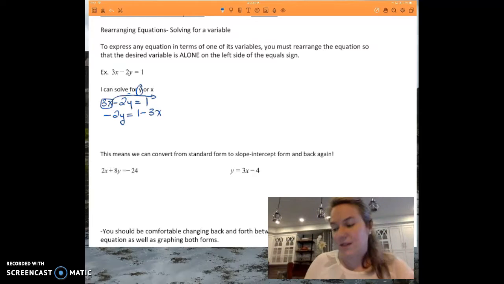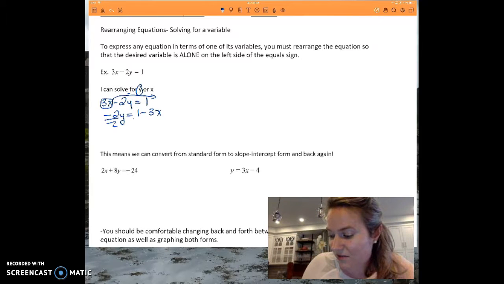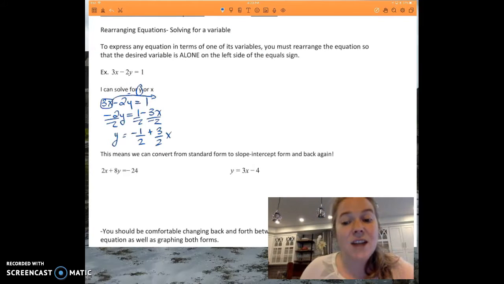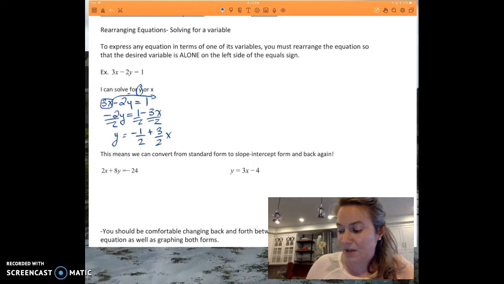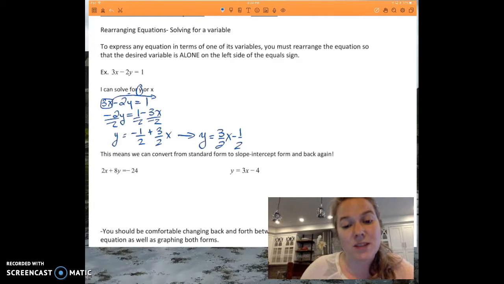So we're going to divide by minus 2 on every term. We're going to have y equals negative 1 over 2. Negative divided by a negative becomes a positive. 3 over 2x. That's not quite in y equals mx plus b, so I can write that as y equals 3 over 2x minus 1 over 2. We'll notice now that is in y equals mx plus b, and those are the same. So I just solved for y.